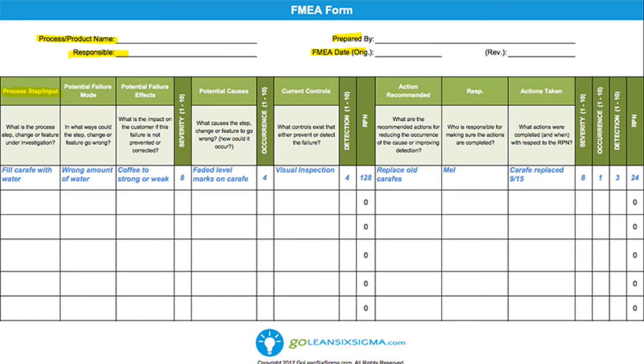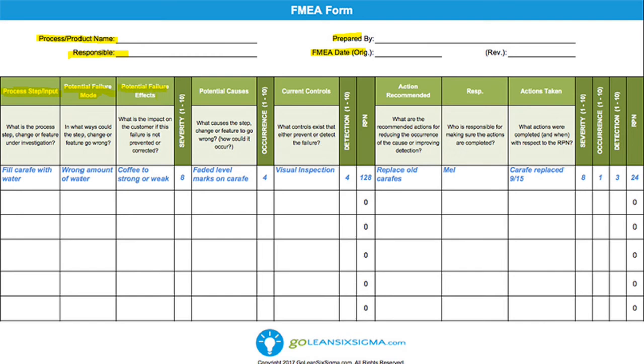So something could go wrong with this step. And so the next question is, well, what is the potential failure mode? What could go wrong? And so we're saying that we could get the wrong amount of water. We could fill this up with the wrong amount of water. That's a potential failure. Okay, we've identified the step, we've identified the failure mode, but what does that mean?